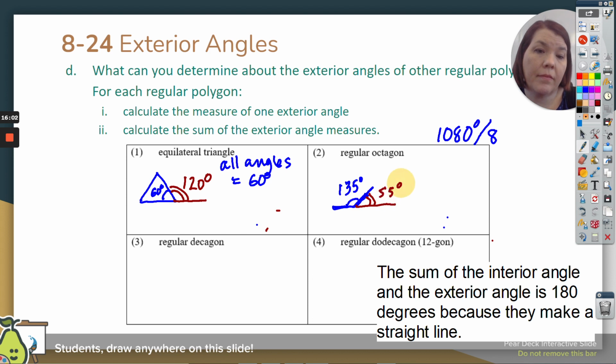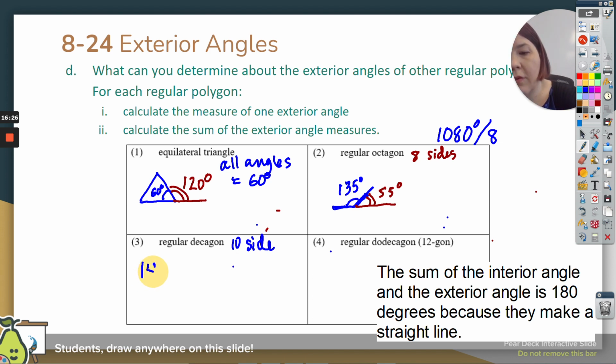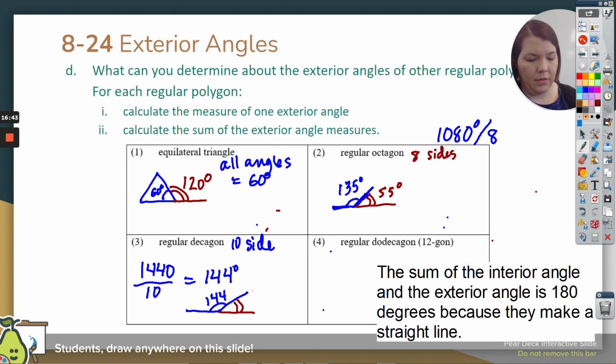Okay, a decagon, that's 10 sides. So this was 8 sides, and this one is 10 sides. We haven't done a pentagon yet. It will be 180 times 8, which is 1440. That's the sum of the interior angles; divided by 10 gives me 144 for a single interior angle. And so my exterior angle is 36.